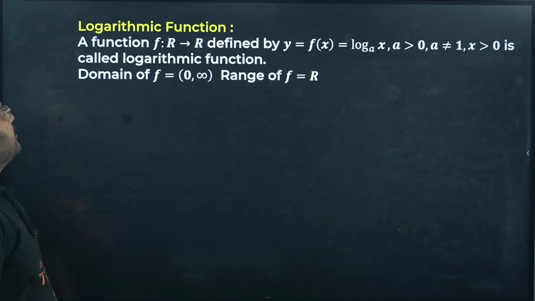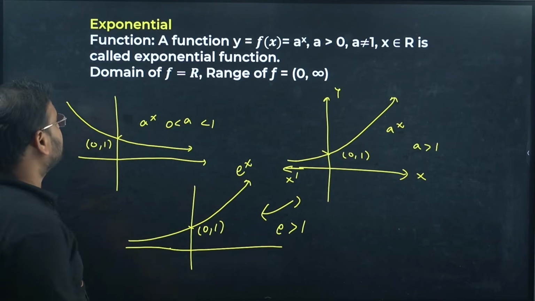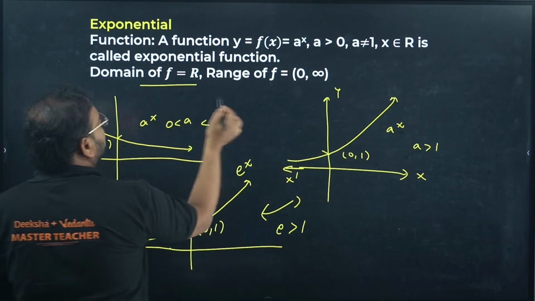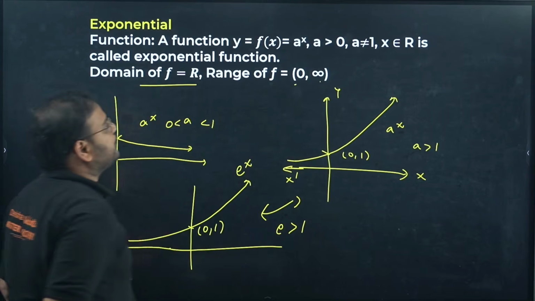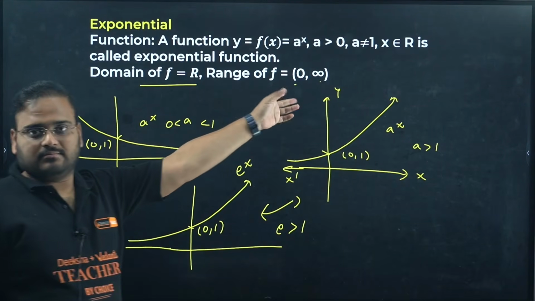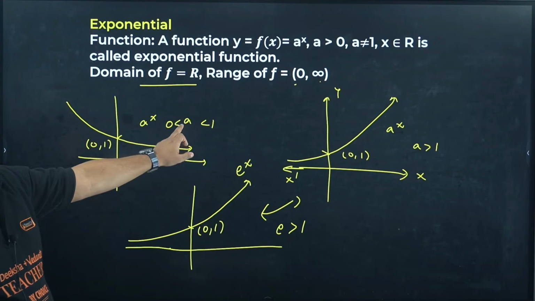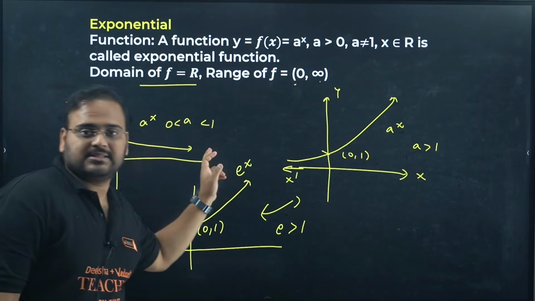Next, domain is all real. Range is only positive value. Domain is all real. Range is only 0 to infinity, so positive value. One more thing, a can never be equal to 1. a is not the range or domain, a is the base.